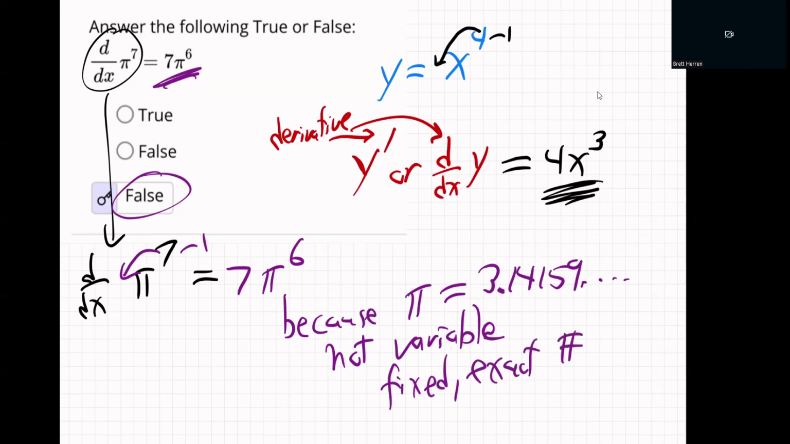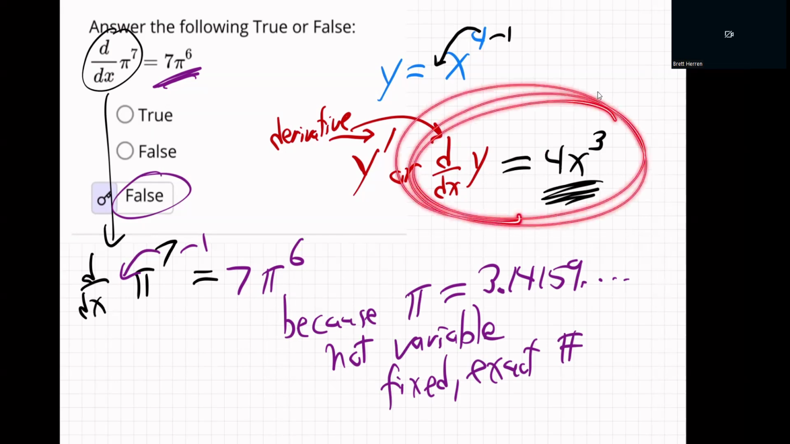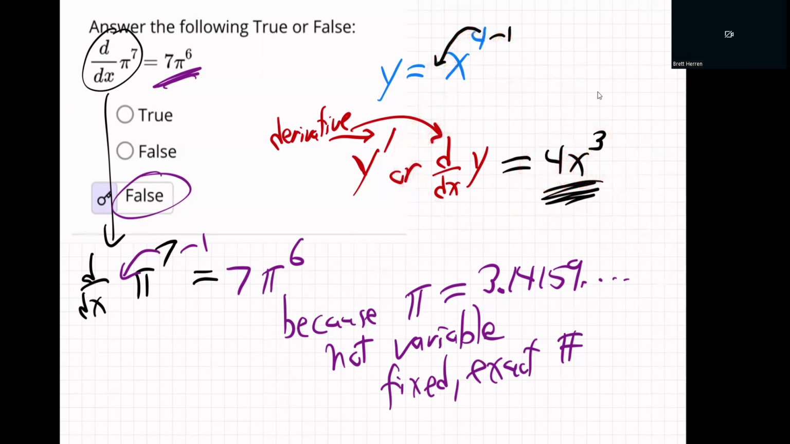This is what this example is trying to make sure you're clear on. This derivative rule of bring down the power to the front and lower it by 1, that's great for a variable, for something that varies, something that changes, like x, y, z, whatever. But if you're talking about pi, it's just a number. It's fixed. It's not a variable. You can't do that rule for pi. That's false. It's only for a variable, and pi is not a variable.